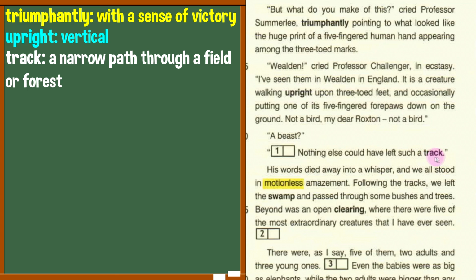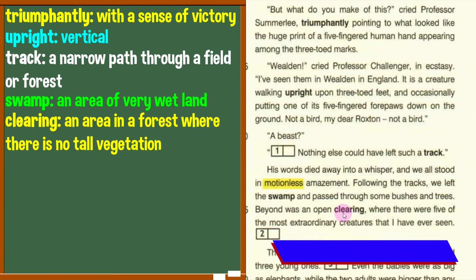То есть здесь это переводится как тропинка, или же след, который оставил динозавр в лесу, так как он большой, он прошел сквозь лес и осталась такая, знаете, просека с поваленными деревьями. Swamp, an area of very wet land, то есть болото. Clearing, an area in the forest where there is no tall vegetation. Или поляна на нашем языке.